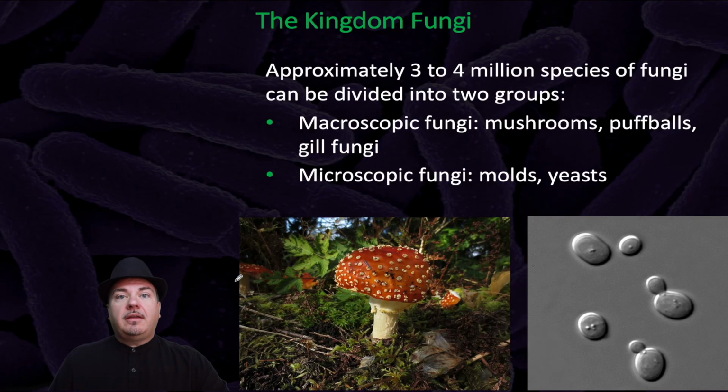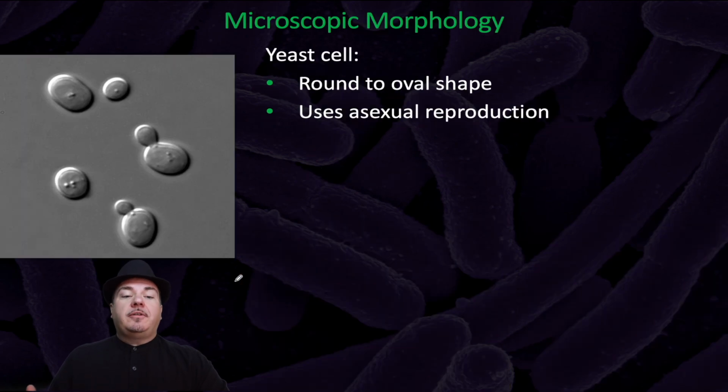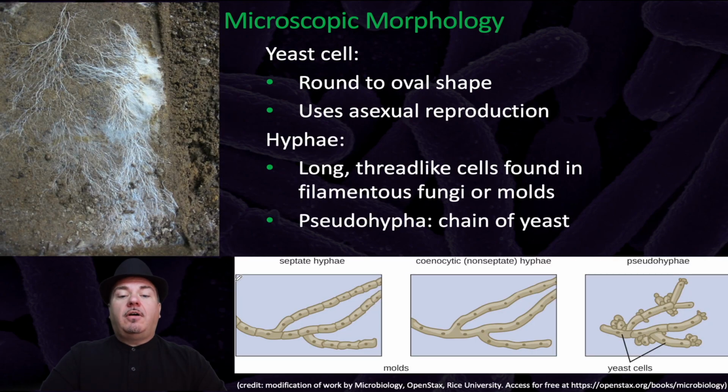The kingdom of fungi includes approximately 3 to 4 million species of fungi and can be divided into 2 main groups. Macroscopic fungi, things such as mushrooms, puffballs, and gill fungi, and microscopic fungi, things such as molds and yeasts. So, if we're talking about yeast, a yeast cell has a round oval shape and uses asexual reproduction. Hyphae are long thread-like cells found in filamentous fungi or molds, whereas a pseudohyphae is a chain of yeast.